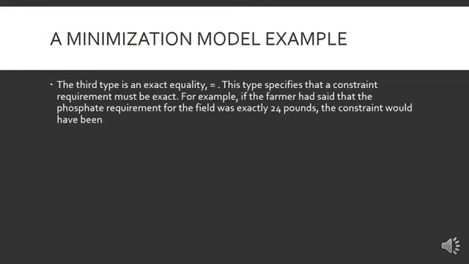The third type is an exact equality, equal to. This type specifies that a constraint requirement must be exact. For example, if the farmer had said that the phosphate requirement for the field was exactly 24 pounds, the constraint would have been 4x sub 1 plus 3x sub 2 is equal to 24 pounds. So dito, yung exact equality, ibig sabihin, dapat 24 pounds ang gagamitin. Hindi labis, hindi kulang. 24 pounds.